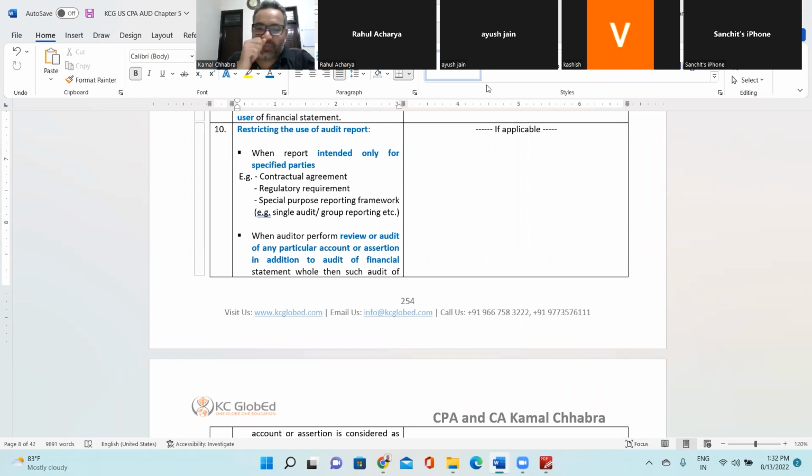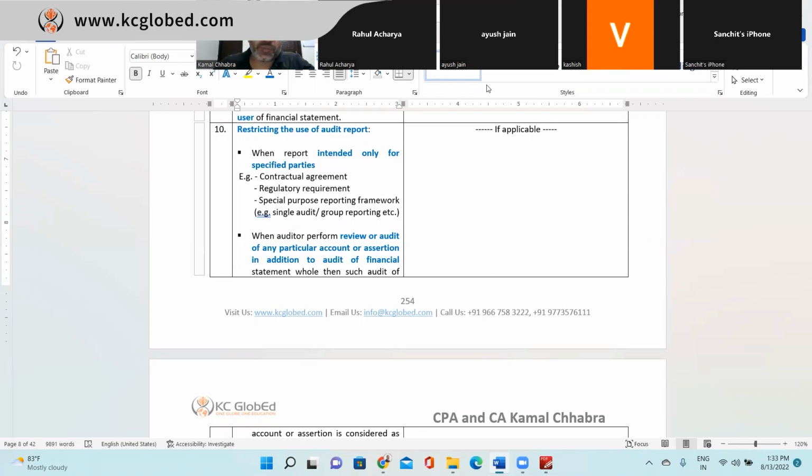Whether it is UK GAAP, Indian GAAP or US GAAP, we are in audit, and we are doing majorly as an external auditor. So we are studying CPA. CPAs are external auditors. If you were studying CIA, then it would be more of internal auditing.